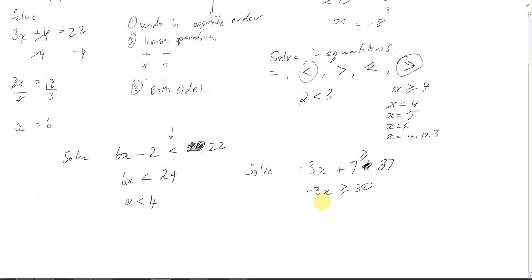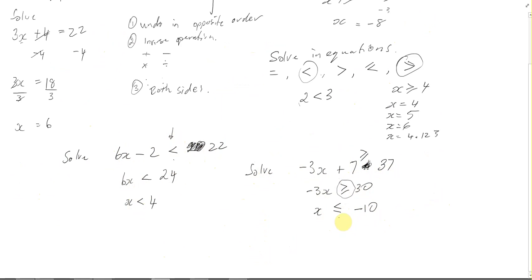Now here, I've got to divide by minus 3. But minus 3 is a negative number. So when I divide by a negative 3, I get x, and over here, dividing by negative 3 gives negative 10. But because it's a negative number that I've divided by, I need to swap my symbol. This needs to be swapped. There we go. So now x is less than or equal to negative 10.